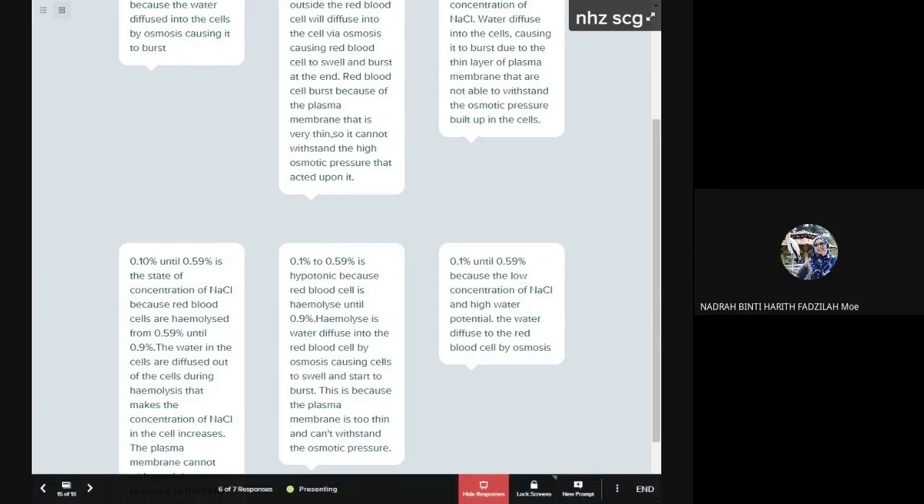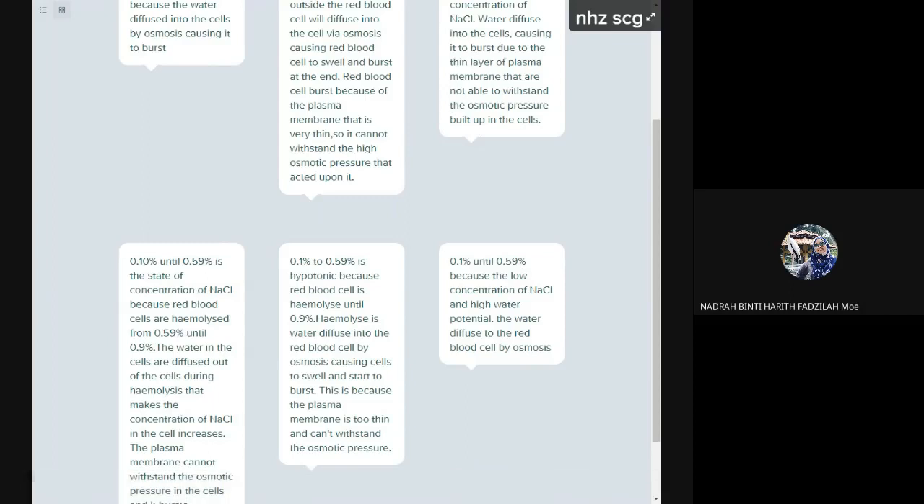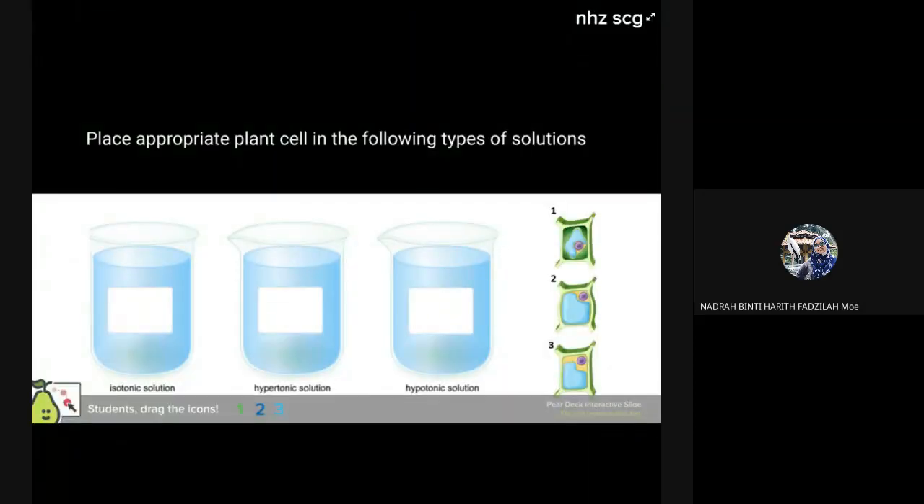Sebab sikit je lagi ni. Sebab kita nak sampai application untuk plant cell pula. Okay, so that nanti bila saya recover ganti lagi kelas tu, kita recover untuk chapter baru lah. Okay ya. So the next one is plant cell.